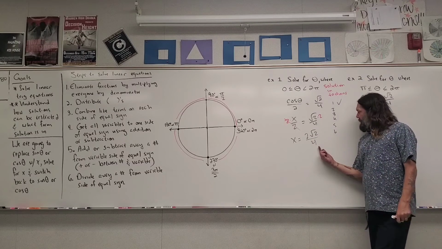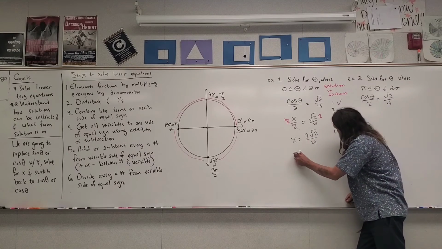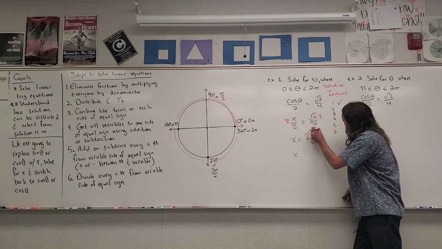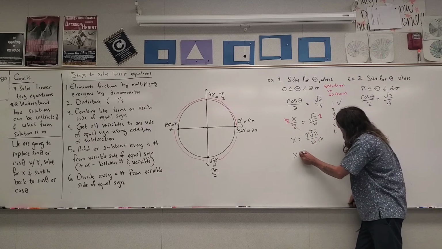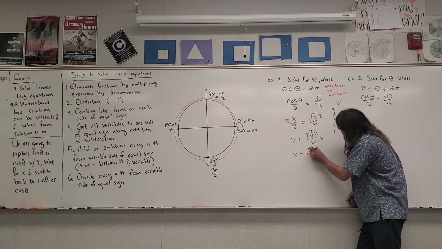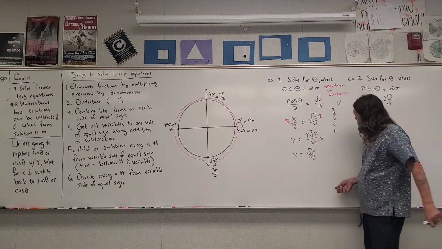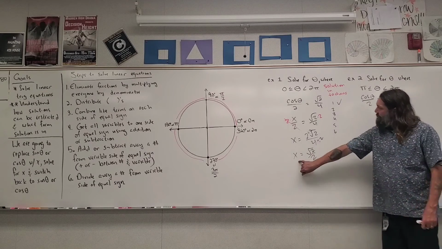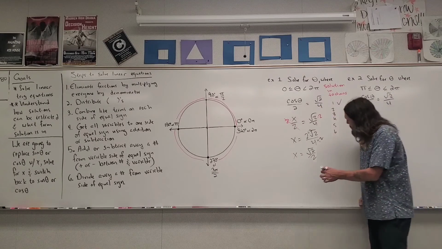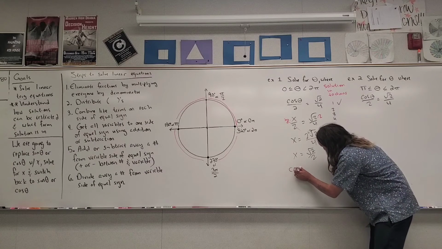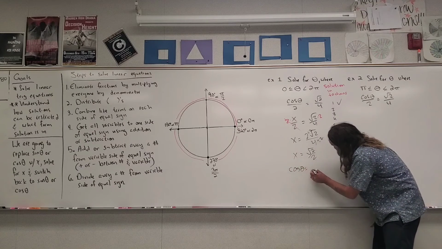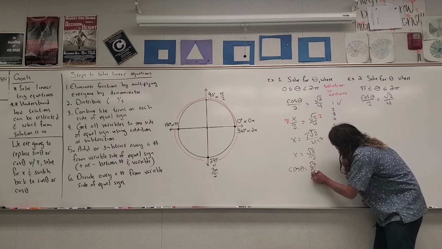Well, I can reduce this. I can divide out a 2 up the top and I can divide out the 2 at the bottom. So this is going to reduce to the square root of 2 over 2. Now remember, x replaced my cosine of theta. So I'm going to bring back my cosine of theta. And cosine of theta is square root of 2 over 2.